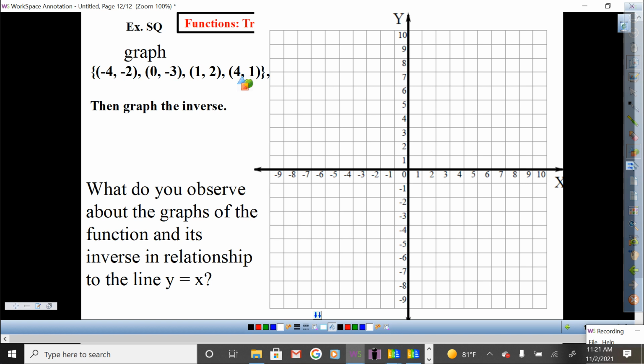Only copy that, and then we're going to do the next step together. Once again, it says example Super Q, graph the set of (-4, -2), (0, -3), (1, 2), and (4, 1). All right, let's plot those. Yes, here we go. (-4, -2), (0, -3), (1, 2), (4, 1).